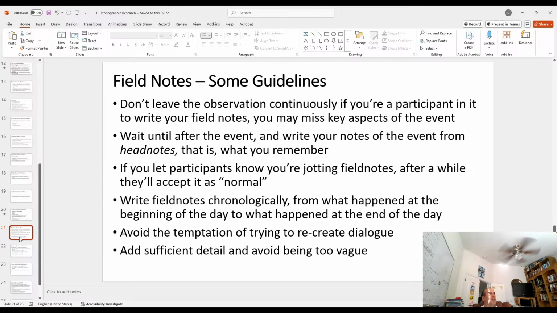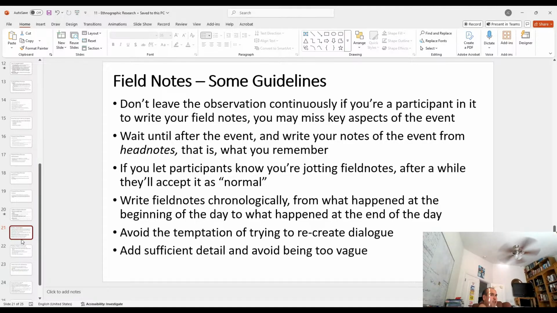Okay, field notes. If you're a participant in the observation, don't leave it continuously to write. You may miss some aspects of the event, and you may have to come back and fill in gaps. Wait until there's an event is over, then write your notes from head notes, right? Remember what was happening. Don't think, well, I can't participate, I've got to go write my notes. Participate, and then come back and write your notes later.